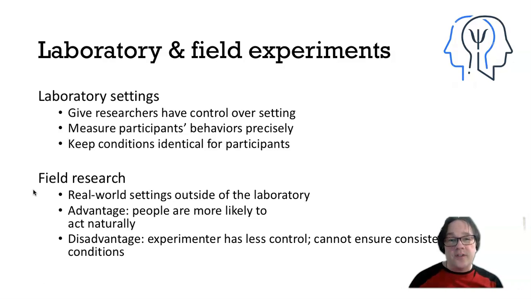The disadvantage, of course, is that we give up a whole bunch of experimental control, and we can't ensure that both groups are being treated equally, or that there's even consistency among participants. So maybe there's something else happening in the real world that is interfering with our results. We're going to revisit that in a moment here. We're kind of just laying the groundwork for what we call internal validity and external validity.